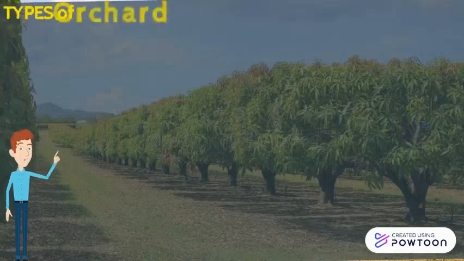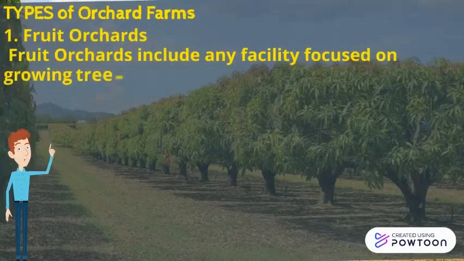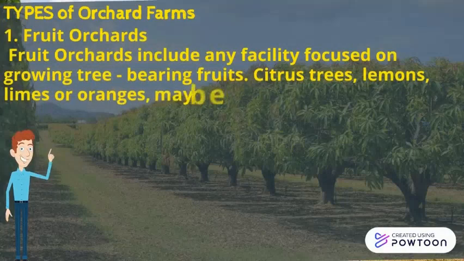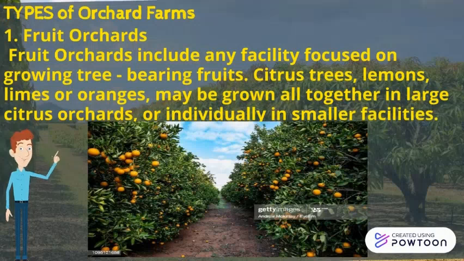Types of orchard farms. Number 1. Fruit orchards. Fruit orchards include any facility focused on growing trees bearing fruits. Citrus trees, lemons, limes, or oranges may be grown all together in large citrus orchards or individually in smaller facilities.